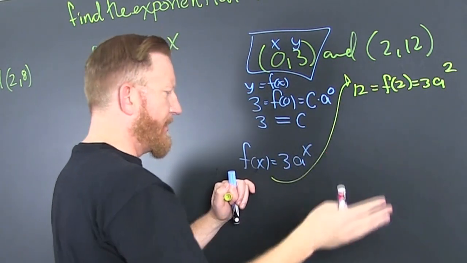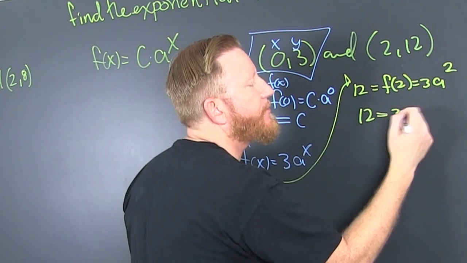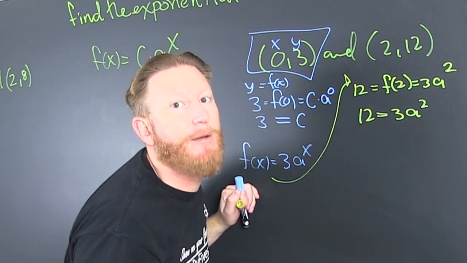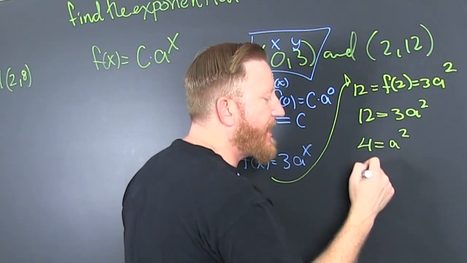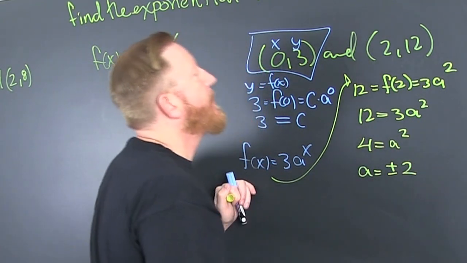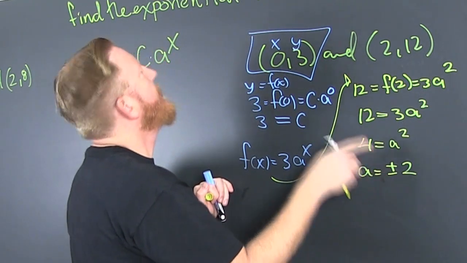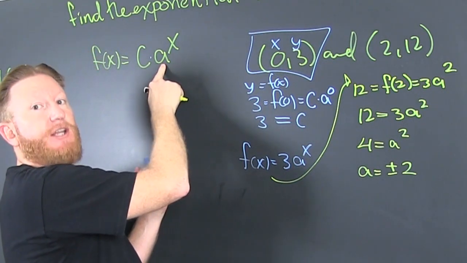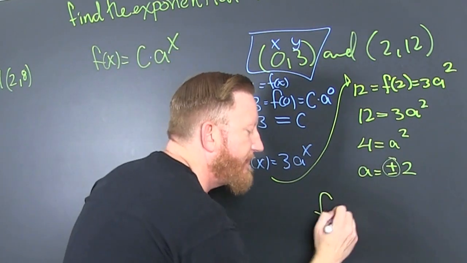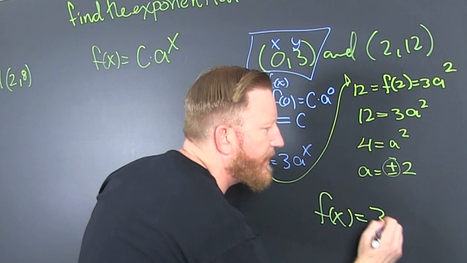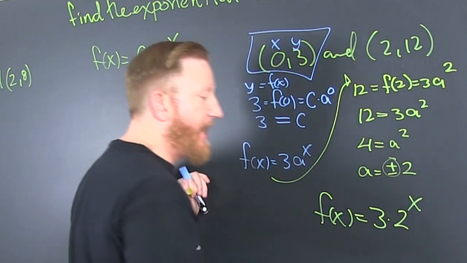So then now what? I have 12 is equal to 3a squared. That says 4 is equal to a squared, which means that a is plus or minus 2. But can we deduce which one of these it is? Well, it's probably positive because this is an exponential and they usually list the bases as positive, so I'm going to choose 2. And that's f of x is 3, and then the base is 2, and the exponent is just x.